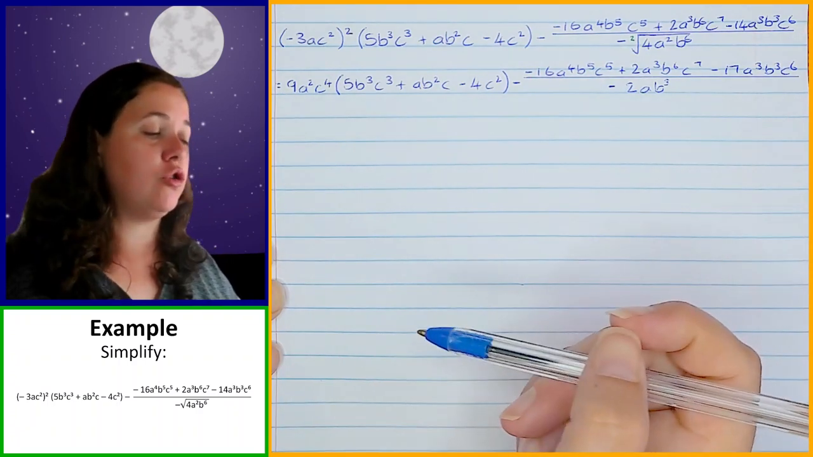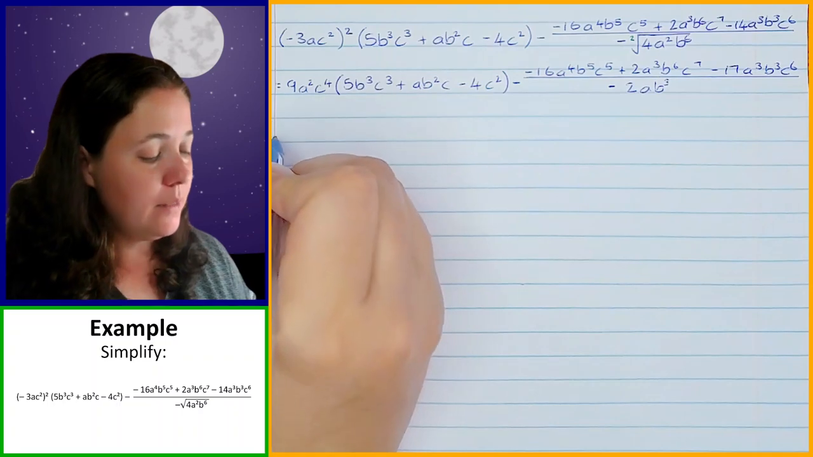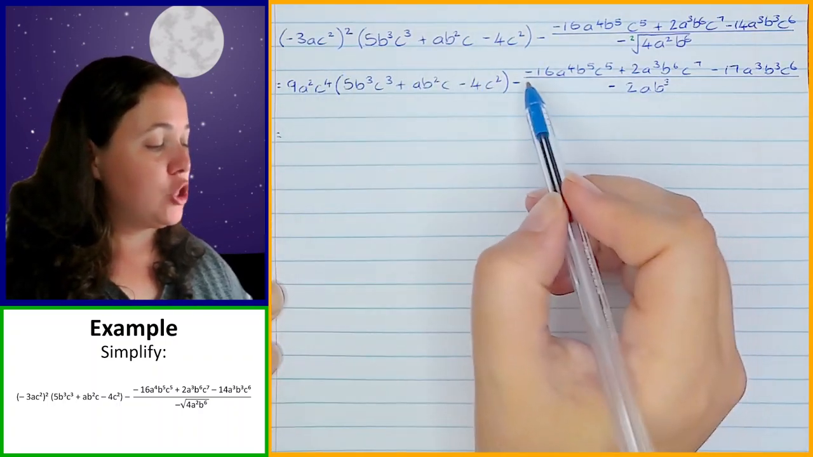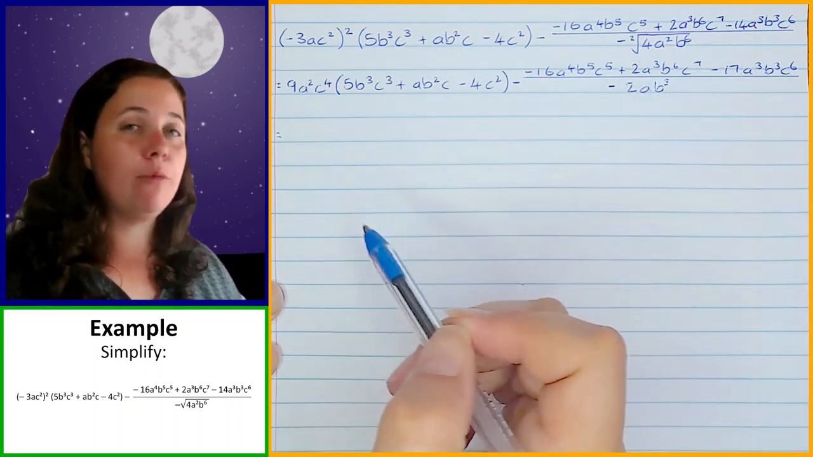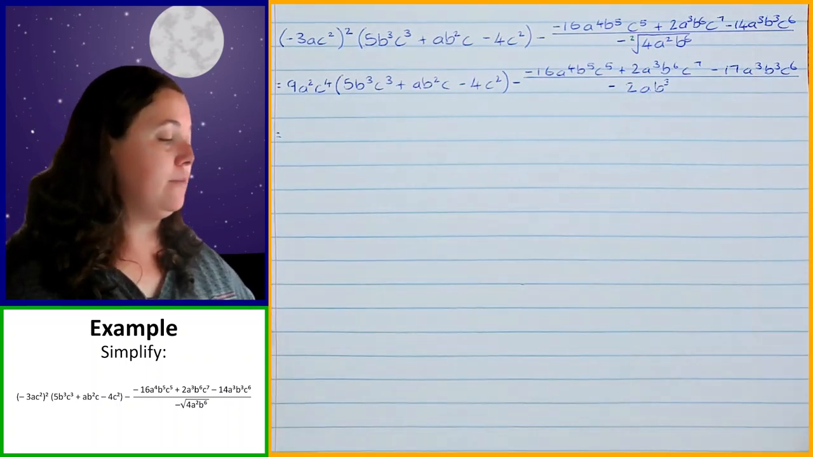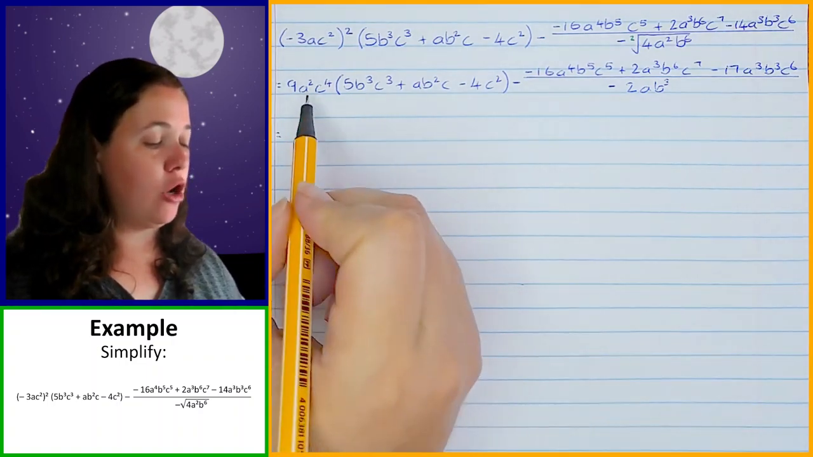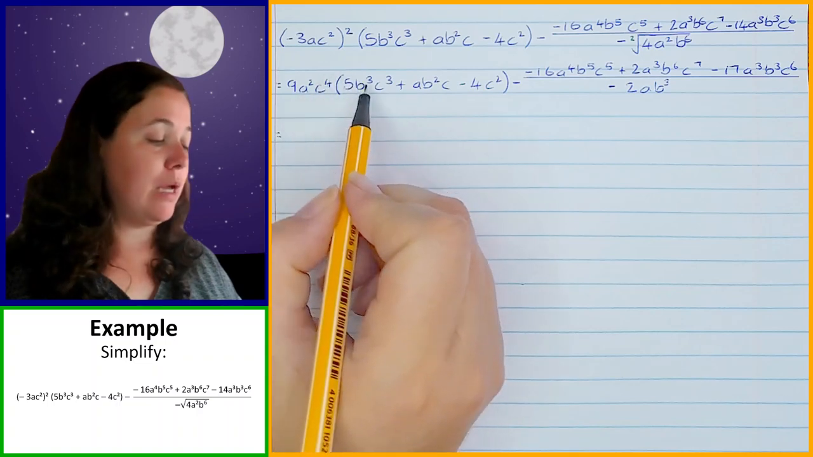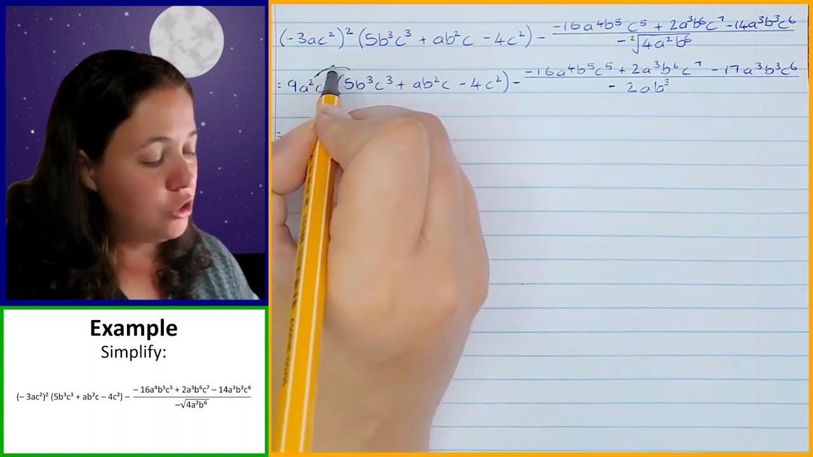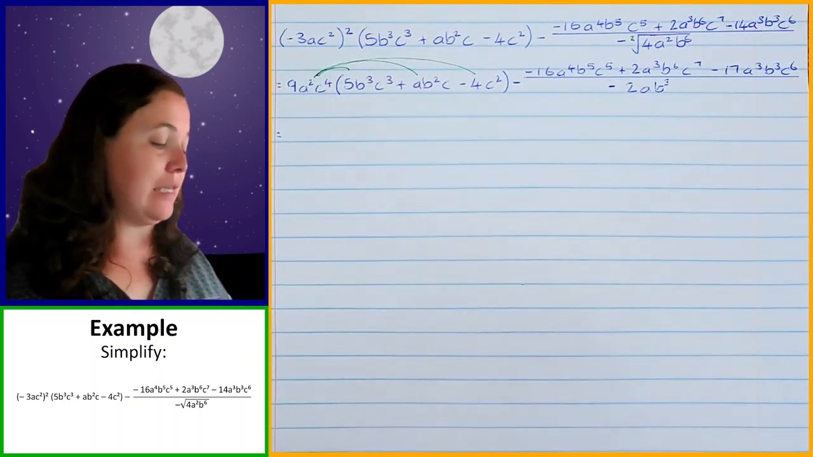Now we're going to go on to multiplication and division, which are done at the same time. So over here, I've got multiplication in this term. And in this term, I've got division. So I'm going to go and simplify both of those. Okay, so this one, when we are doing multiplication, here I've got an example of a monomial being multiplied by a polynomial. So I need to multiply this monomial into my polynomial. Remember, we multiply by each term inside there.